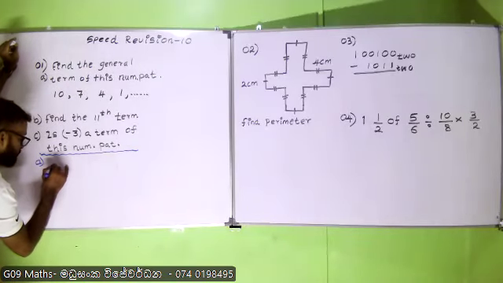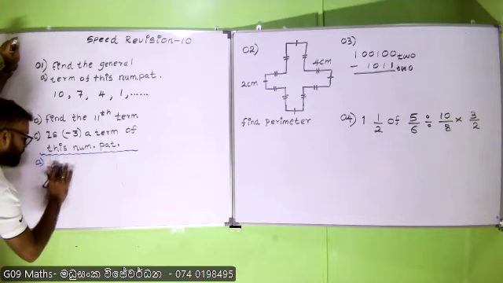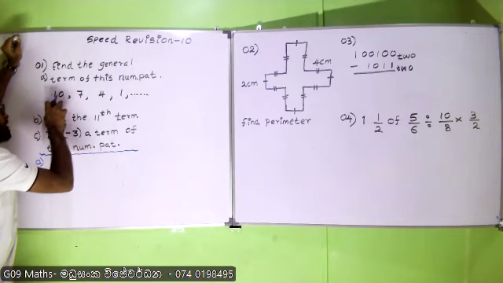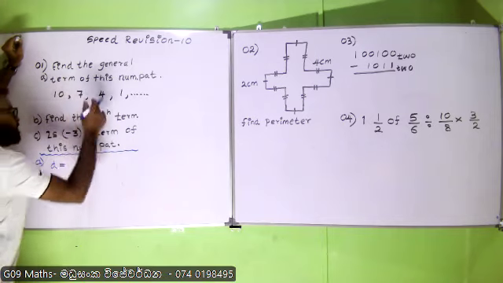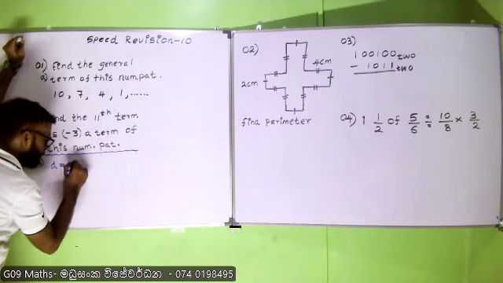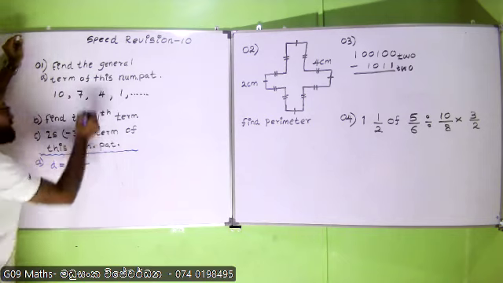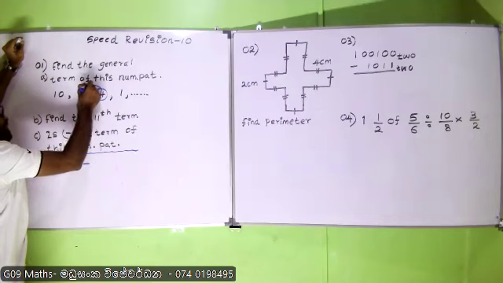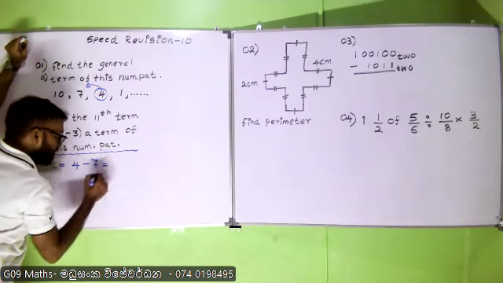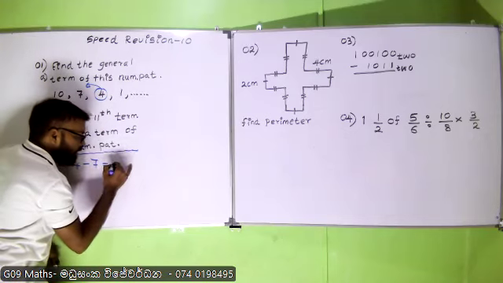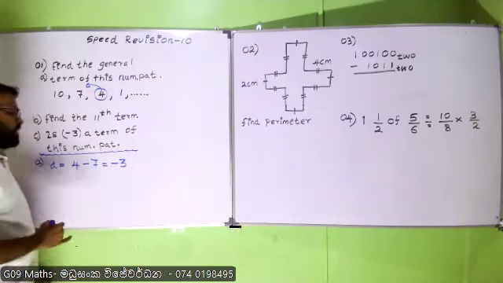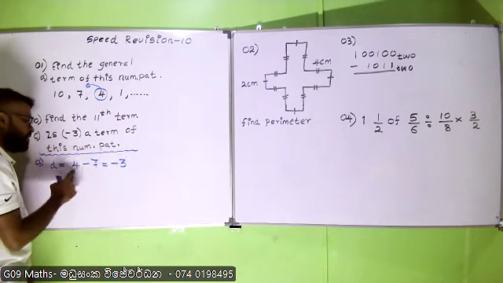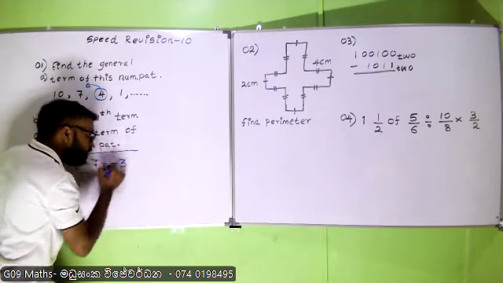So I need to find the common difference, CD. I have to choose any term except the first term. So I will choose 4 in the first place. Then minus the previous term, which is 7. 4 minus 7. It is giving you minus 3, that means negative 3. If you subtract these two, you will get negative 3.